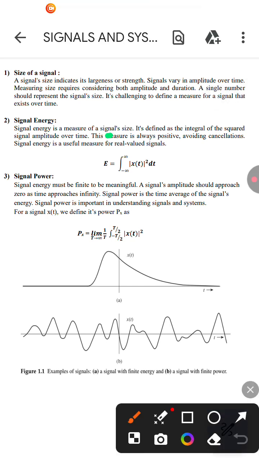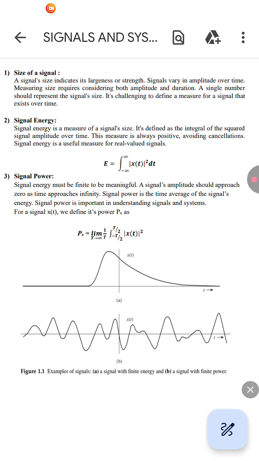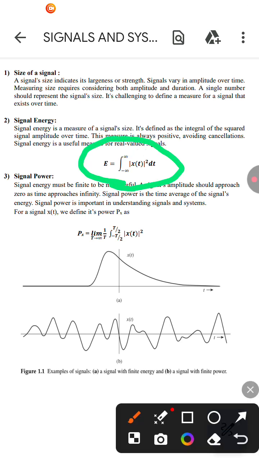Signal energy is a measure of signal size. It is defined as the integral of the squared signal amplitude over time, and this measure is positive, avoiding cancellations, and it is very useful for real-valued signals. If you observe here, the form is E equals the integral from minus infinity to infinity of modulus of x of t whole squared dt. The next one is signal power.